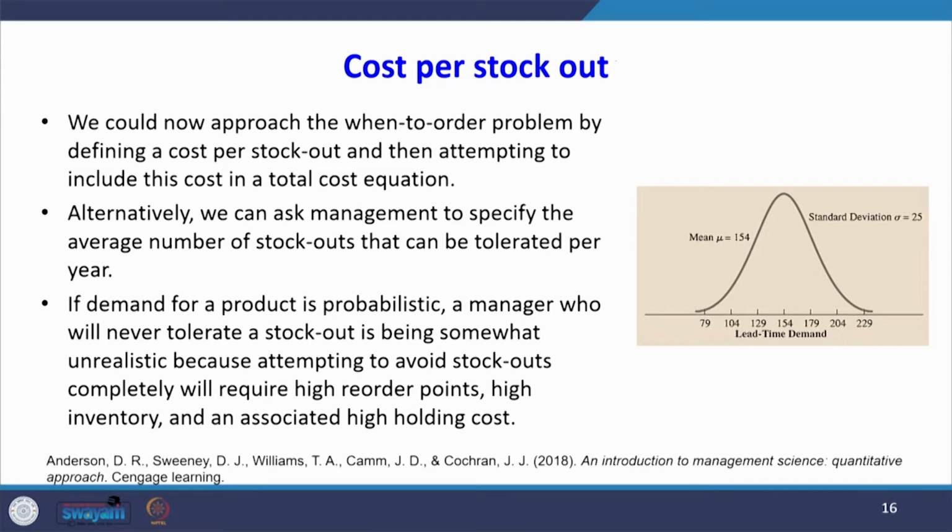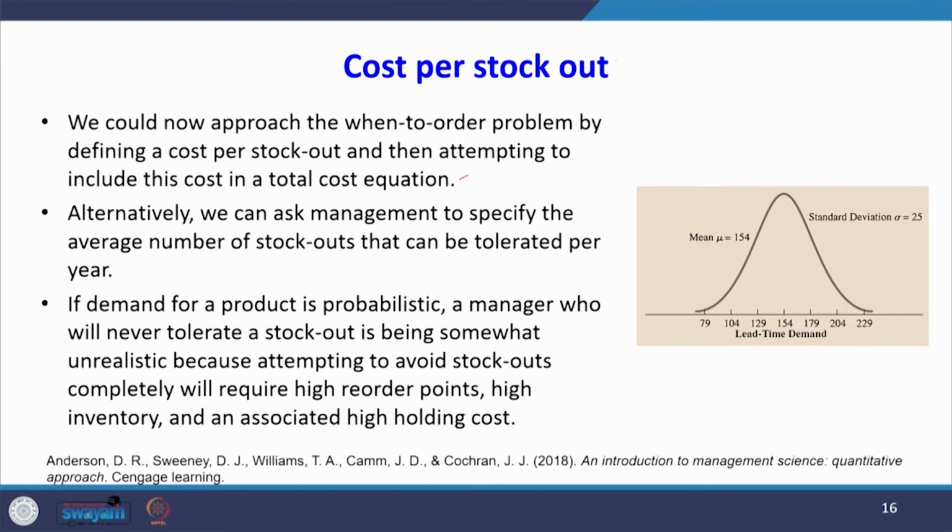We could now approach the when-to-order problem by defining a cost per stock out and then attempting to include this cost in a total cost equation. So, suppose they order 150; if the demand goes beyond the reorder point, there will be a stock out. We can assign some cost for each stock out. Like this, we can find out the annual stock out cost.